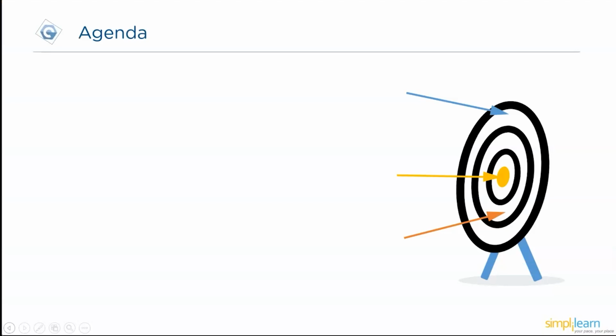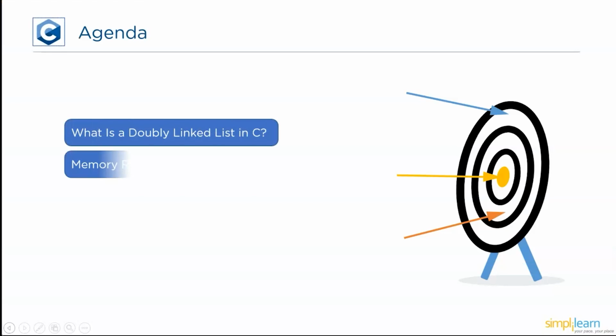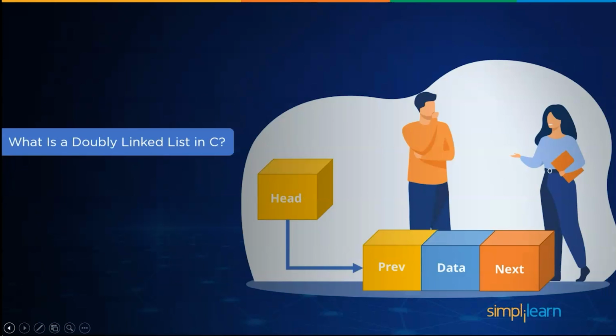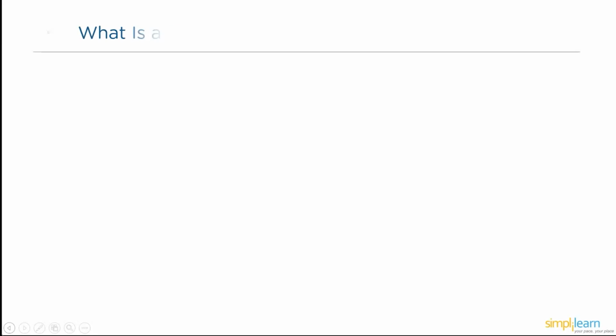So now, without any further delay, let's begin. This session will help you understand what a doubly linked list is in C. Moving ahead, let's understand the memory representation of a doubly linked list. Later, let's look at the syntax and finally operations performed on a doubly linked list. Now, let's begin by understanding what a doubly linked list is in C.